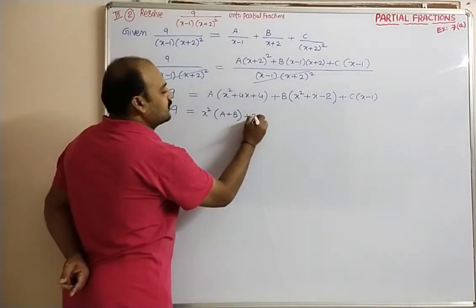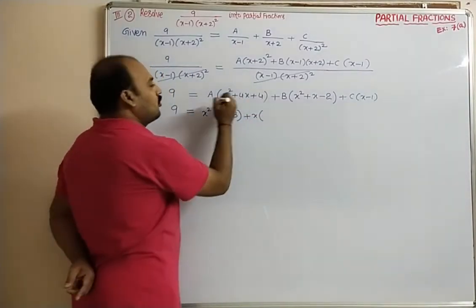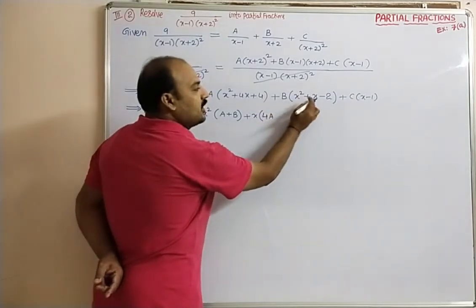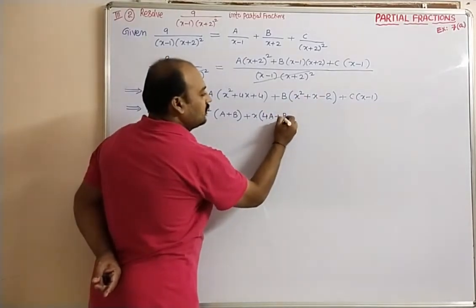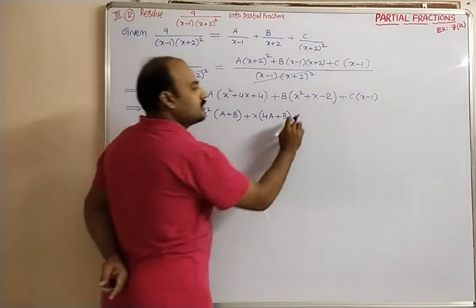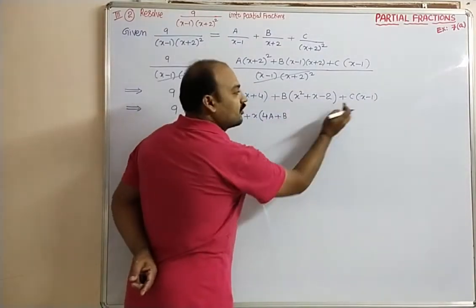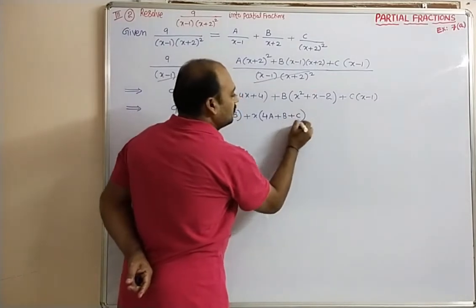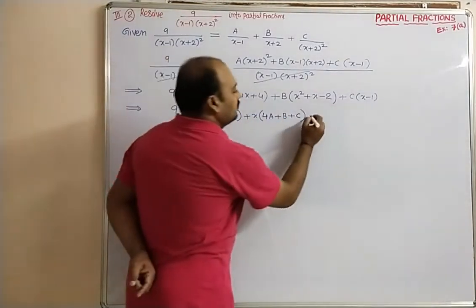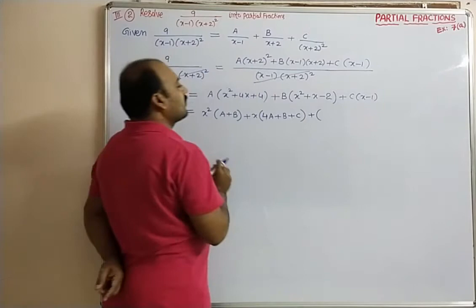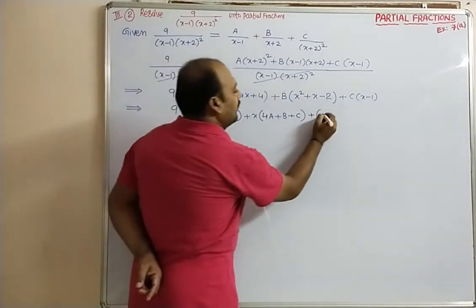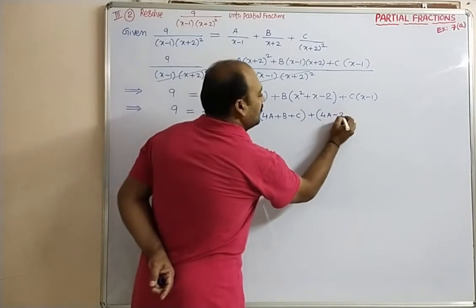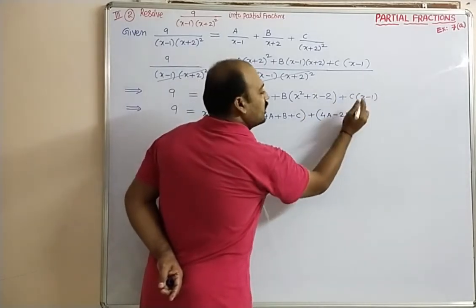After that the x term, x into 4 into a, 4a, here the x coefficient is b into 1, plus b. And one more term is there, I forgot. Here the x coefficient is c, no? So plus c. After that, constants, 4 into a, 4a, minus 2 into b, minus 2b, minus 1 into c, minus c.